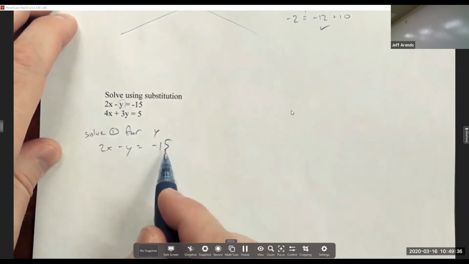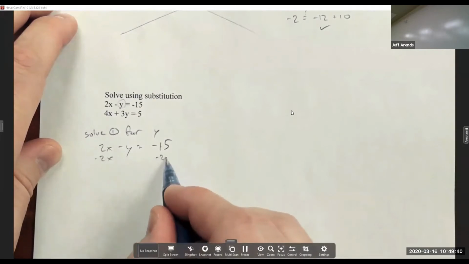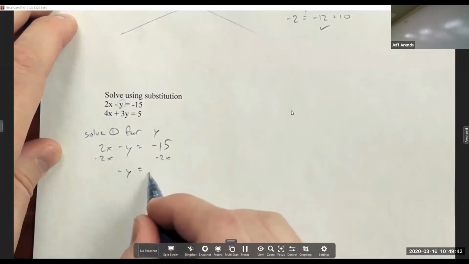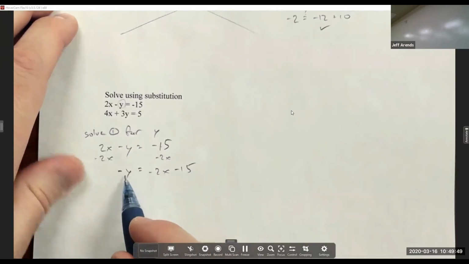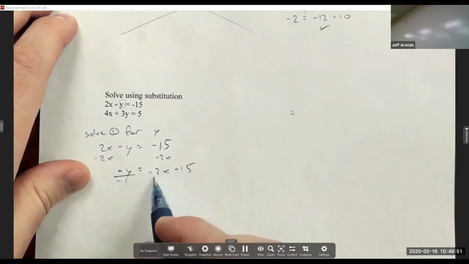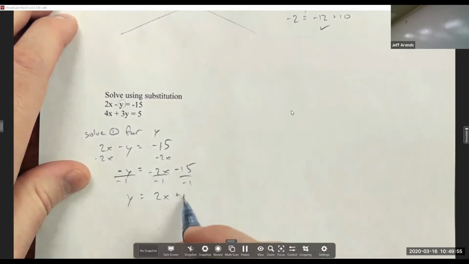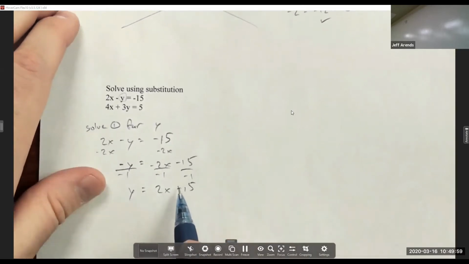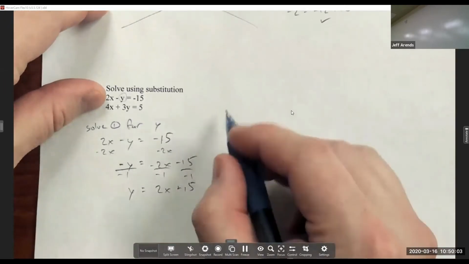I want to solve this equation for y, which means I want to subtract 2x from both sides, giving me the opposite of y equals negative 2x minus 15. And it's not quite solved for y yet because I have the opposite of y over here. I need to get rid of that, so I'm going to divide both sides by negative 1, giving me y equals 2x plus 15. Now that I have that, the first equation is equivalent to saying y equals 2x plus 15, now I can plug that into the second equation.